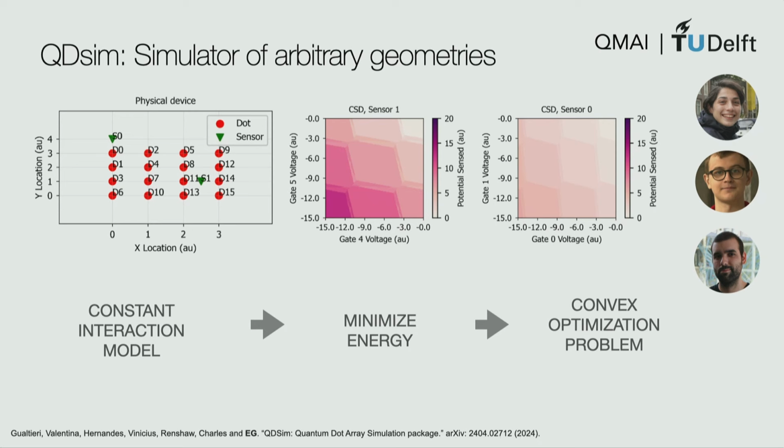Collecting data and labeling. We managed to make it fast because we basically map everything onto a convex optimization problem, and for that there are a lot of known powerful solvers.